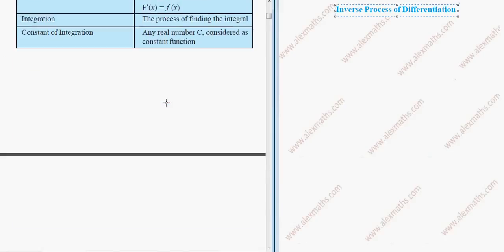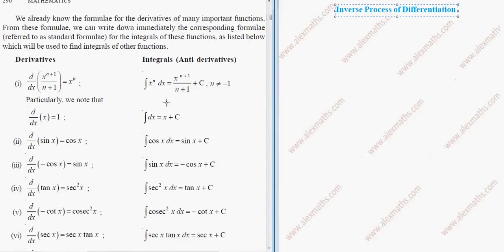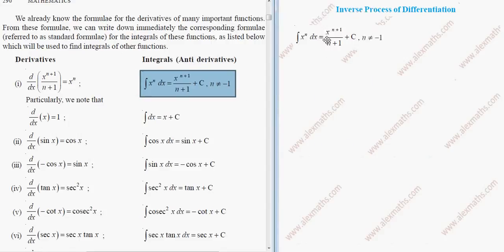Now let's see what formulas there are, because these are the basic formulas. If you know these formulas, then you can do all the problems easily. See, this is the first formula, integration of x power n. Integration of x power n is x power n plus 1 by n plus 1. Suppose I want to integrate x power 5, then the answer is x power 6 by 6.